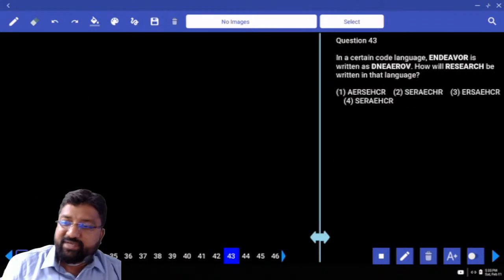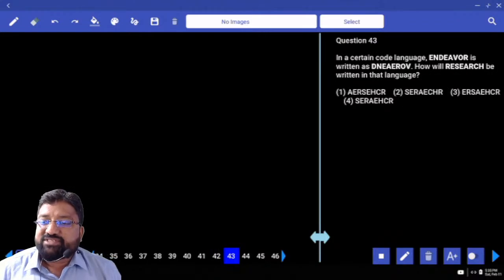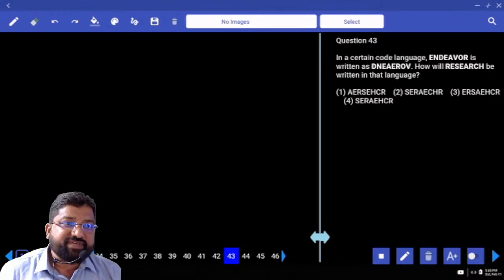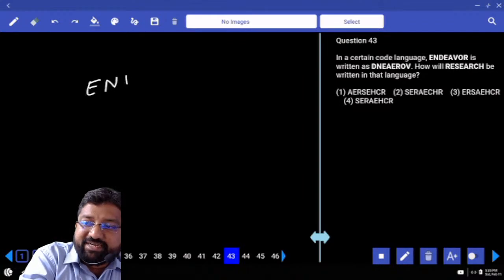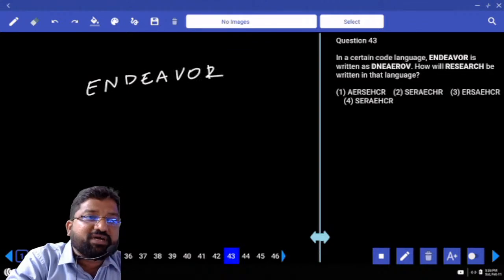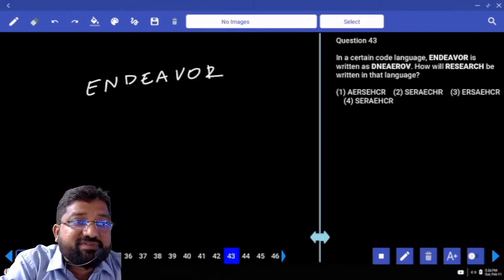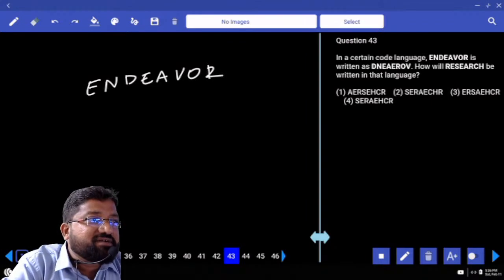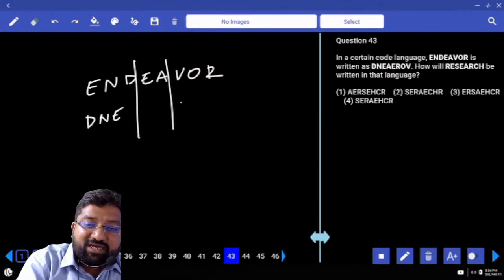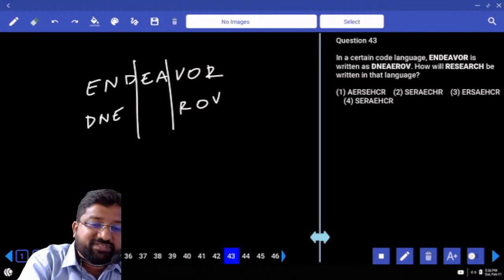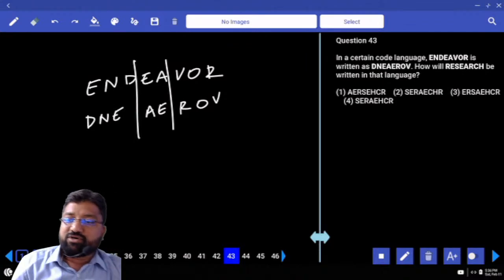43. Come on, endeavor. Whenever you come across this type of question, I have told you many a number of times, we have to see whether the letters are same or different. Whatever the letters are present in the word endeavor are also repeating in its code. Avuna kada? When the letters are same, we will see the pattern in which these letters are jumbled. So if you observe carefully, the first three letters D, N, E reversed. Avuna kada? Last three letters ROV reversed, and middle A and E are also reversed.